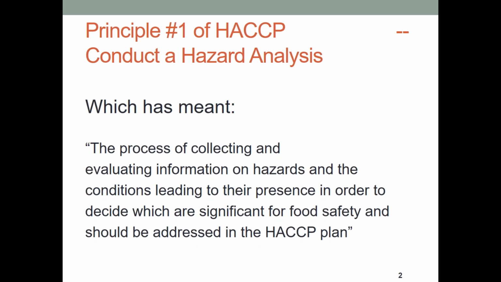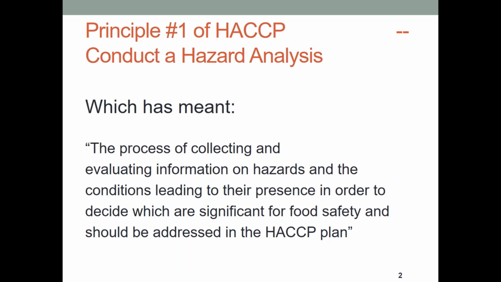Okay, now principle number one of HACCP, as you know from past experience, is to conduct the hazard analysis. That has always meant to us that we have to enter a process of collecting and evaluating information on hazards and the conditions leading to their presence in order that we can decide which are significant for food safety and should be addressed in the HACCP plan.